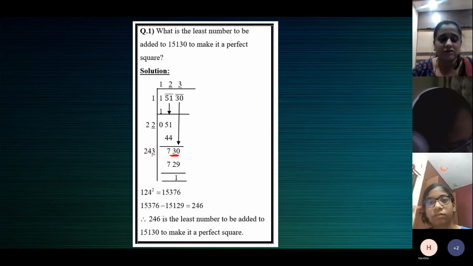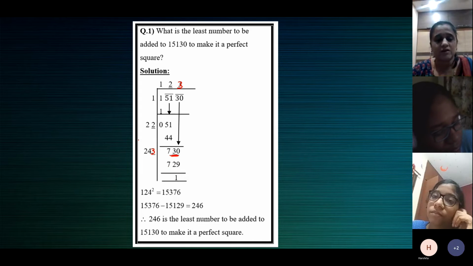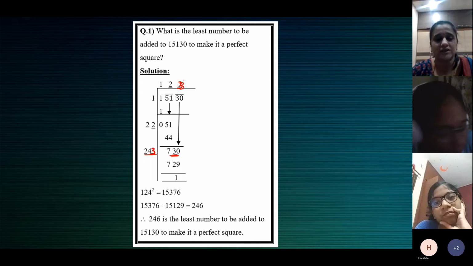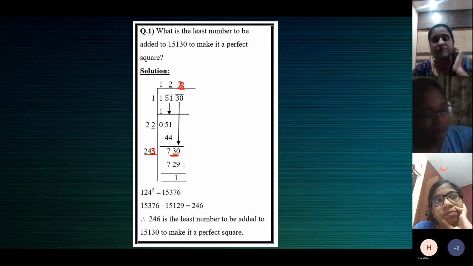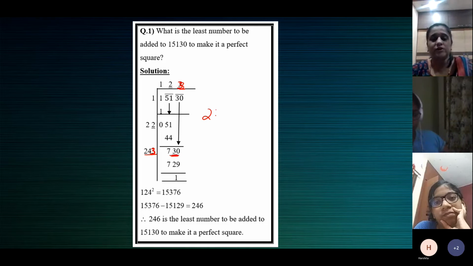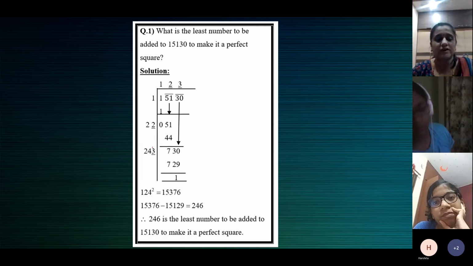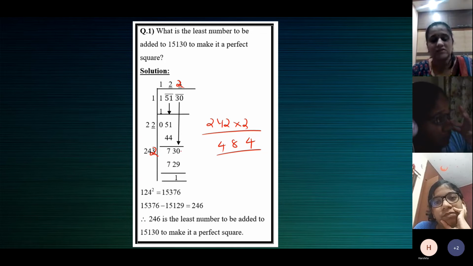You have 24 here. So 243 into 3 is 729. Place a 3 here and a 3 here. So that is 243. 243 into 3 is 729, and 1 is the remainder. 242 into 2 will be very less than 729. Supposing you write a 2 here and a 2 here, 242 into 2 is 484. That's very less than 730.